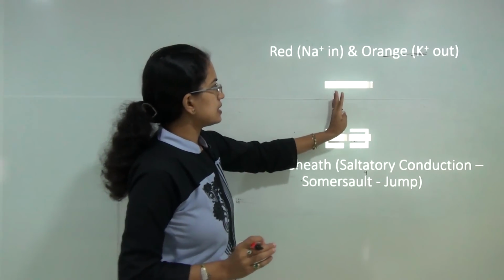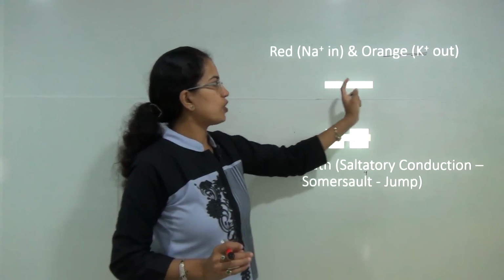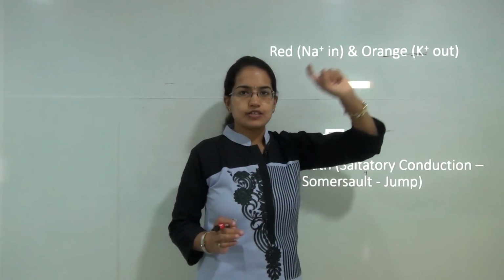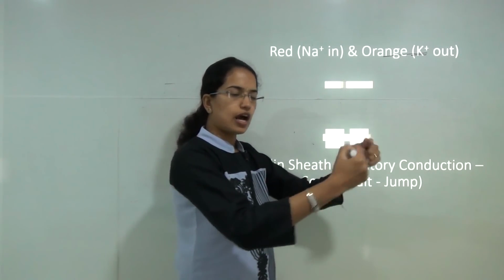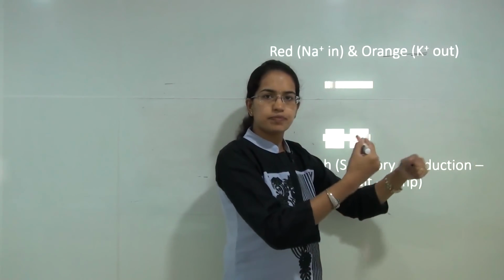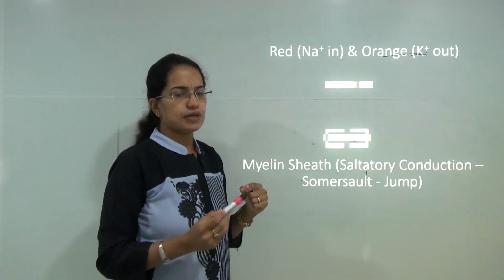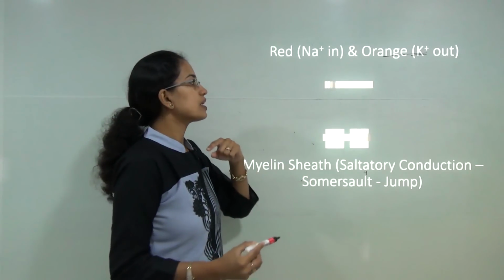Now what is seen in red is the sodium that is going in, and what is seen in orange is the potassium that is going out. So now this sodium going in and potassium going out works like a speedy train, and that goes on throughout your nerve impulse from one neuron to the next neuron and to the next neuron.